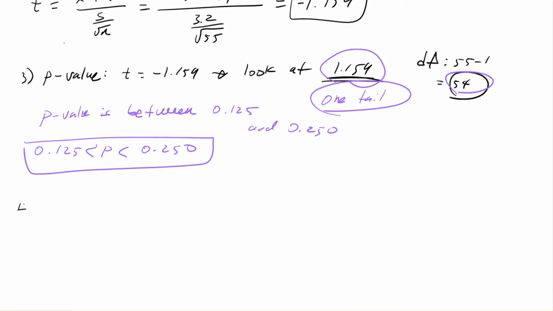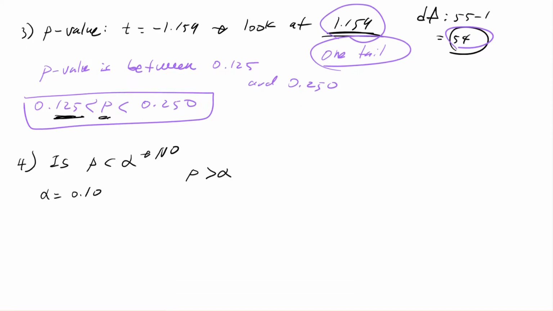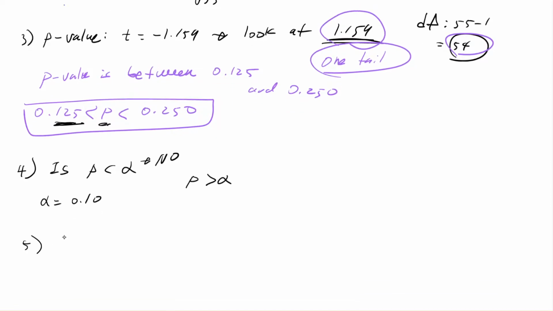So let's try to come up with the conclusion. Is p less than alpha? For alpha, our problem was 0.1. Well, p is greater than 0.125, so it must be greater than 0.1, right? So p is actually greater than alpha. So no, we fail to reject H naught. We fail to reject.